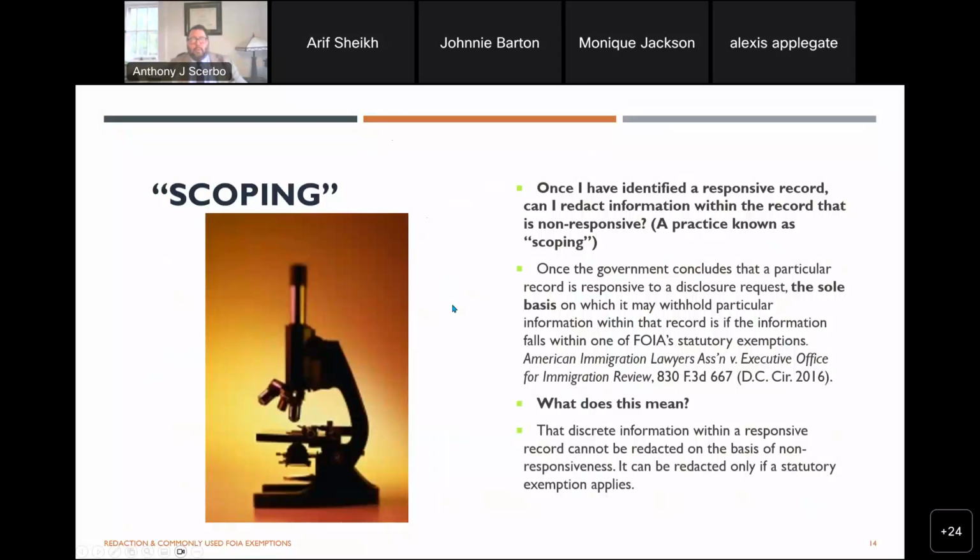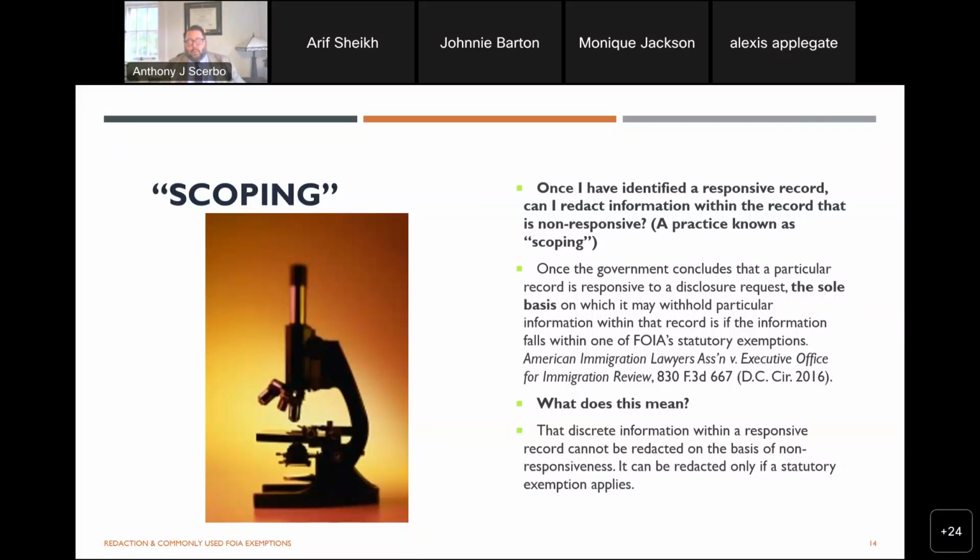Let's talk about scoping for a moment. Once you've identified a responsive record, can you redact the information within the record that is non-responsive? This is what is known as scoping. So once the government concludes that a particular record is responsive to a disclosure request, the sole basis on which it may withhold particular information within that record is if the information falls within one of FOIA's statutory exemptions. And again, that's a much more recent circuit opinion, American Immigration Lawyers v. Executive Office for Immigration Review.